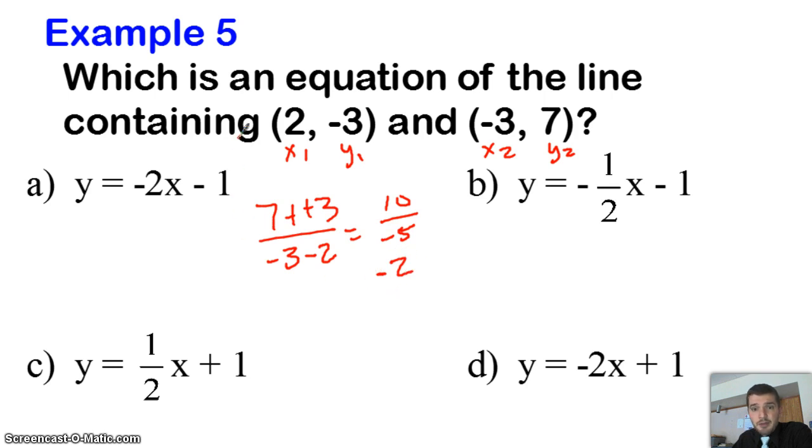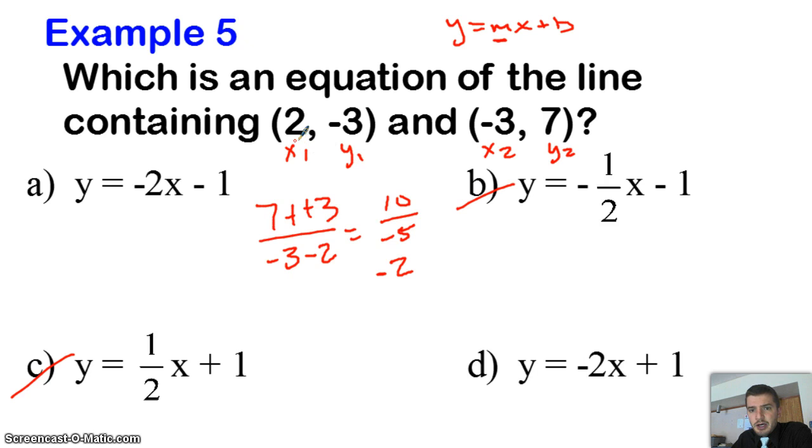Now, I'll stop. I want to, because again, these are all in slope-intercept form. So I know the slope now. The m should be negative 2. So I can cross out c and b, because again, they don't have this negative 2 here. So it's either plus 1 or minus 1, and I'm going to find that out by plugging into point slope.